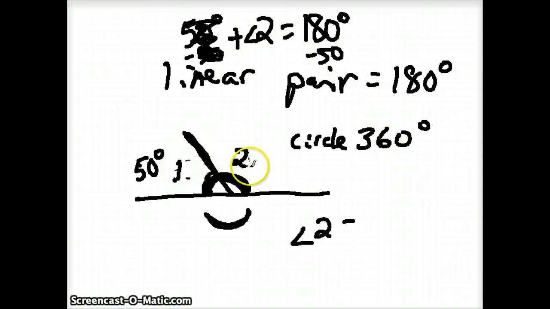We're trying to find out what angle 2 is right here. We know that it's a linear pair. Its partner is 50 degrees here. So, together we know that they create 180 degrees. That's the definition of a linear pair.